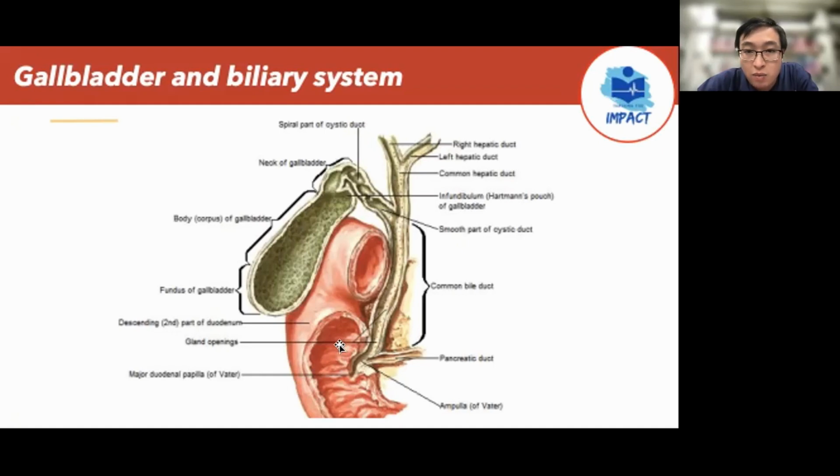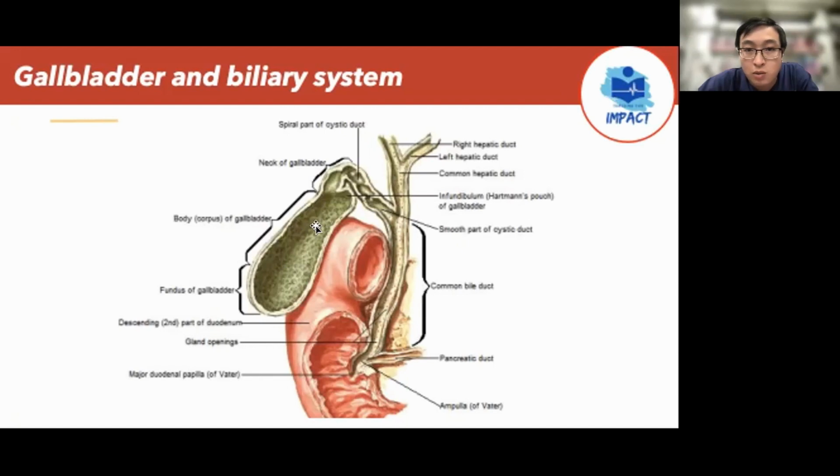And this major duodenal papilla is controlled by a sphincter called the sphincter of Oddi. So when digestion is not occurring and bile is not needed, that sphincter of Oddi is closed. So nothing can get into the duodenum through the major duodenal papilla. And usually what happens is that the bile backs up in the common bile duct, goes through the cystic duct, and then is stored and concentrated in the gallbladder.